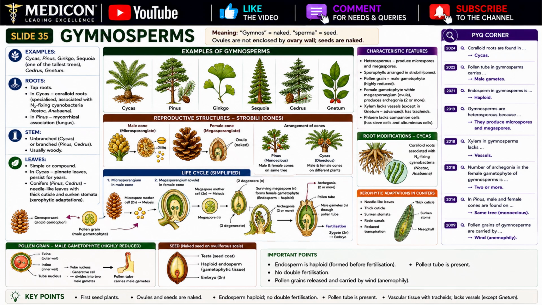Important points are: endosperm is haploid, formed before fertilization, pollen tube is present, no double fertilization, and pollen grains are released and carried by wind, that is called anemophily.